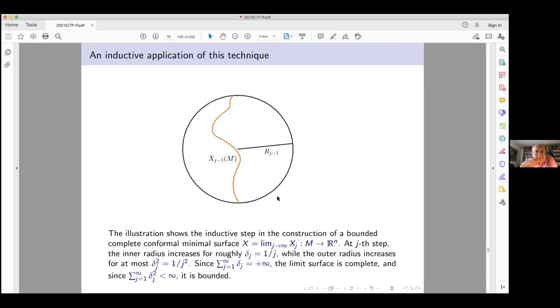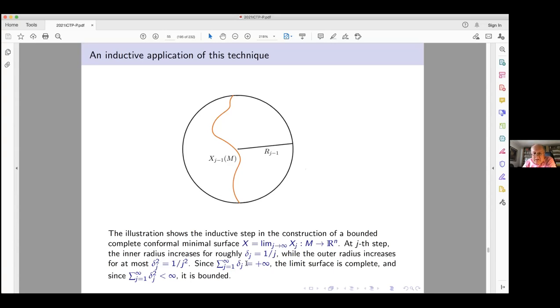And after you have this technique, then you just do induction. So here this illustration shows an inductive step in the construction of a bounded conformal minimal surface as a limit of a sequence of them. At the jth step, you increase the inner radius, the intrinsic radius, meaning the distance to the boundary, by some number like 1/j, but you make sure that the outer radius, meaning how far in space it goes, will increase only by the square of this number.